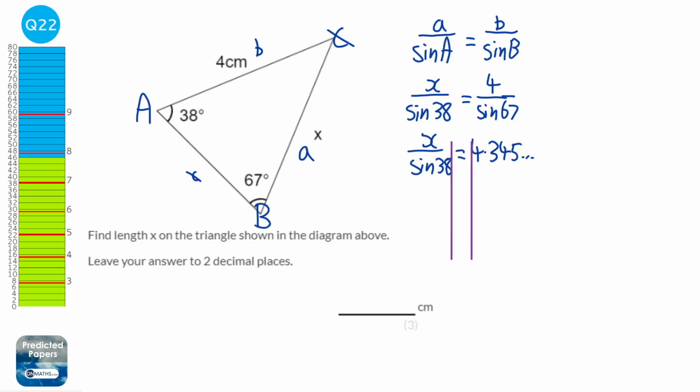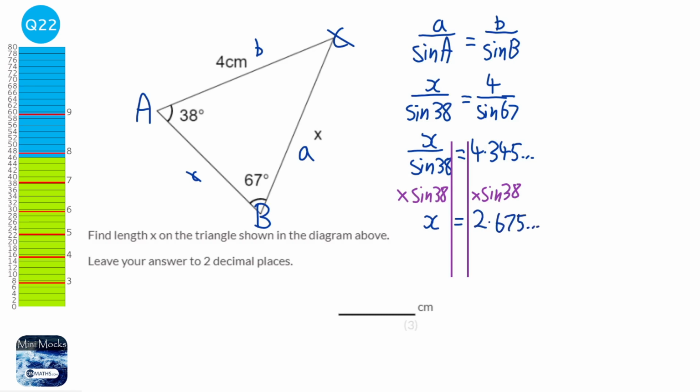So we're going to solve this. It's going to be a nice easy solve today, because all we need to do is times both sides by sine 38. And so that will give us 2.675, blah blah blah. And when we round that, we get 2.68.